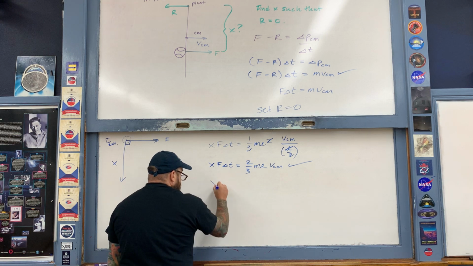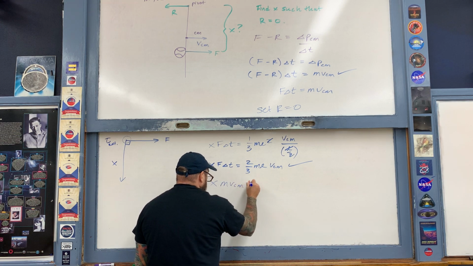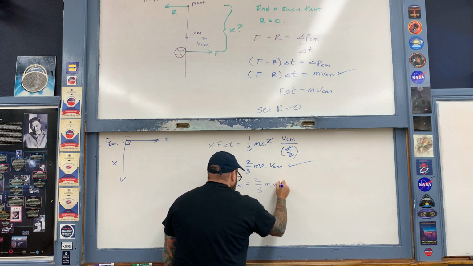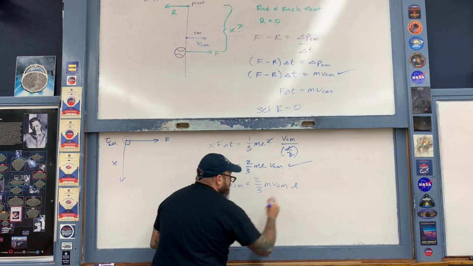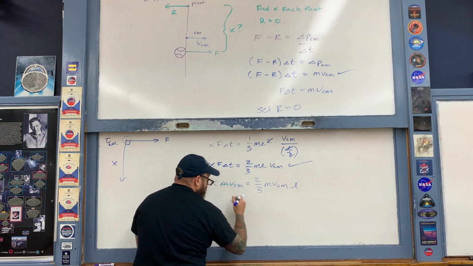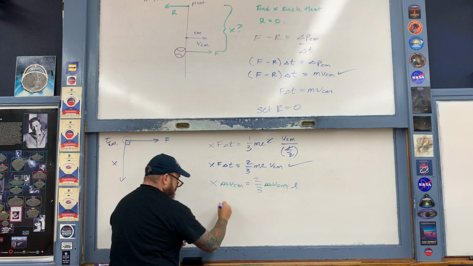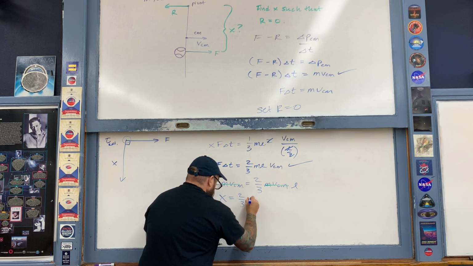Okay, so let's go ahead and finish the example. So let's plug in from the top board, like so. Notice that with the M V CM, there's an L here as well. The M V CM cancels here and here, like so, and now we have our answer. X is equal to 2/3 L.